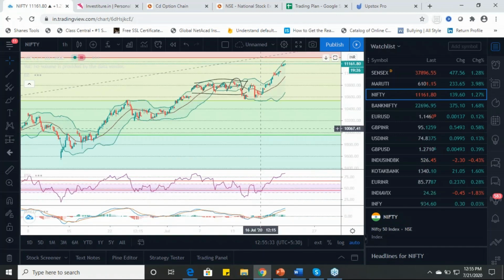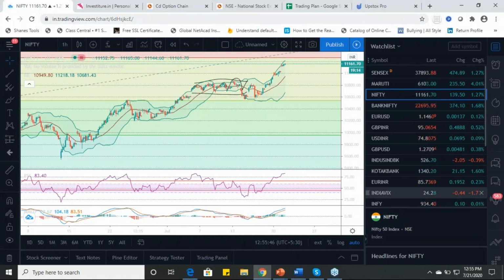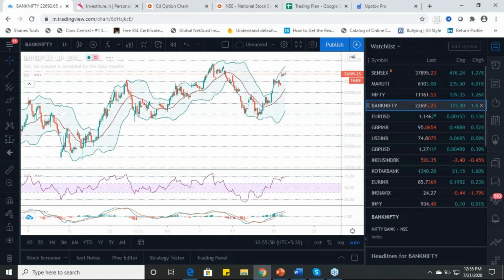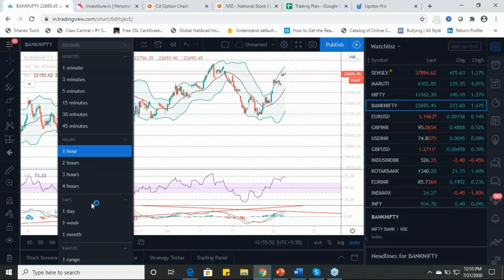It's been making new highs, consolidating a bit with every 5 to 10 to 20 points fall, and then reverting back to the higher side. So the market is moving towards the new levels of 280 and 300 as far as Bank Nifty is concerned. So the market has been bullish. Nifty is one of the best things happening right now.